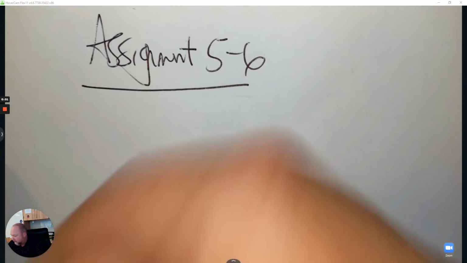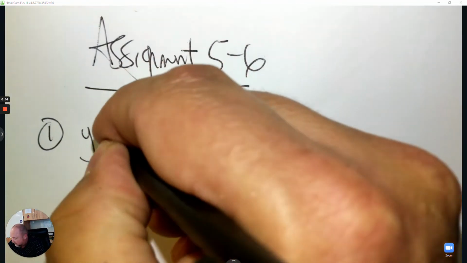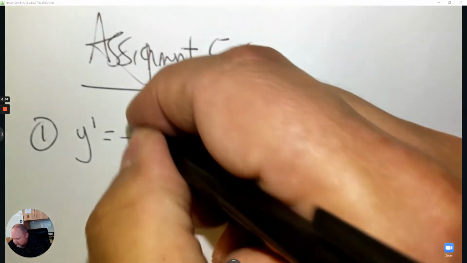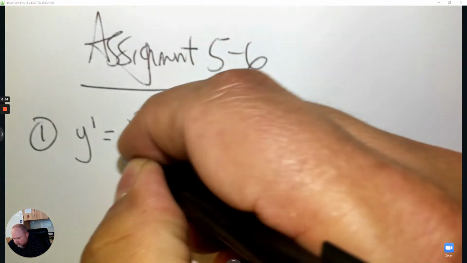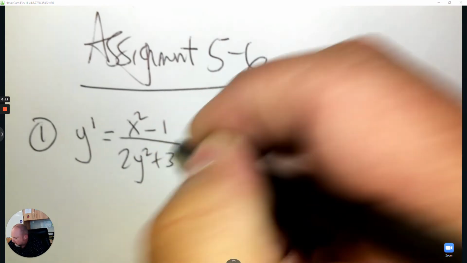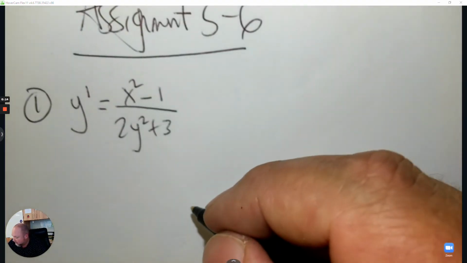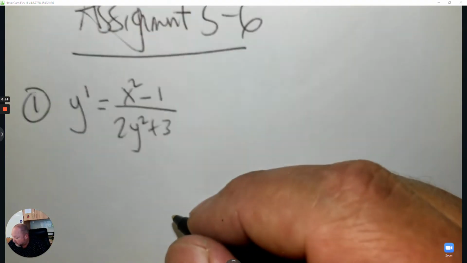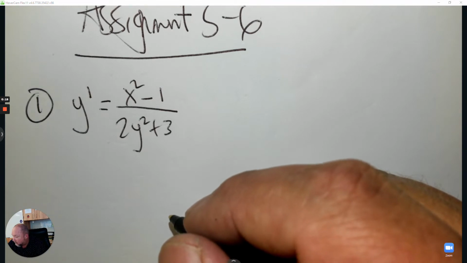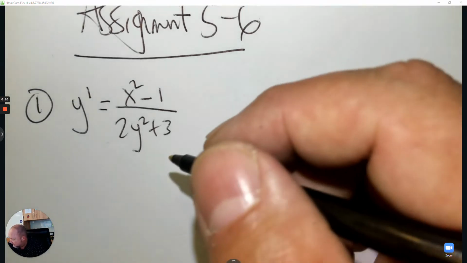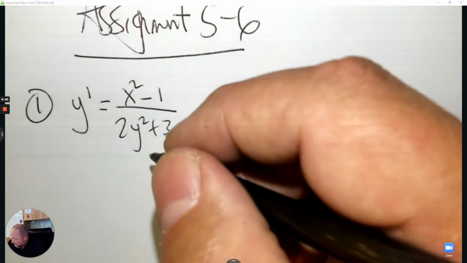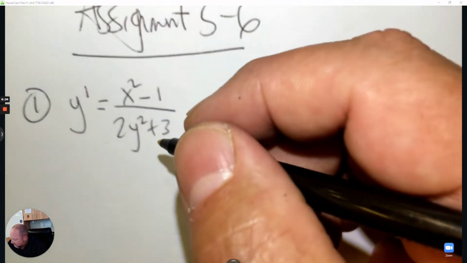All right, assignment 5-6. Question number 1. These are called diffie-Qs. That's kind of the cute name for them. Or differential equations. And let's just go through the steps right now. For problems 1 through 4, find a general solution. In problems 2 and 4, it says solve for y. All right, here we go.